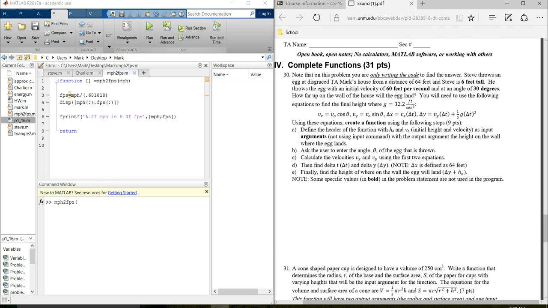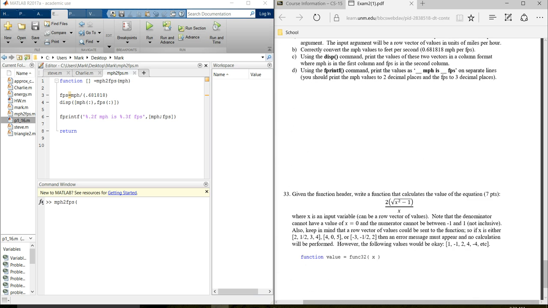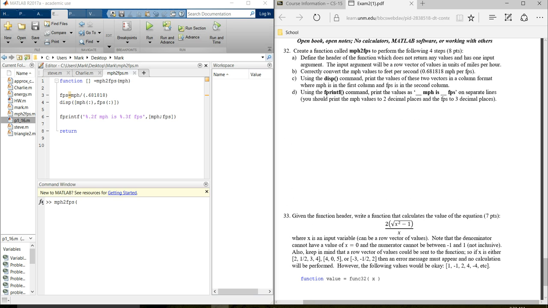What did he say? He said 60 feet per second, and I said that was 40 miles an hour, right? I believe that to be true. And so I'm going to enter 40 miles an hour, and I think it's going to be 60.